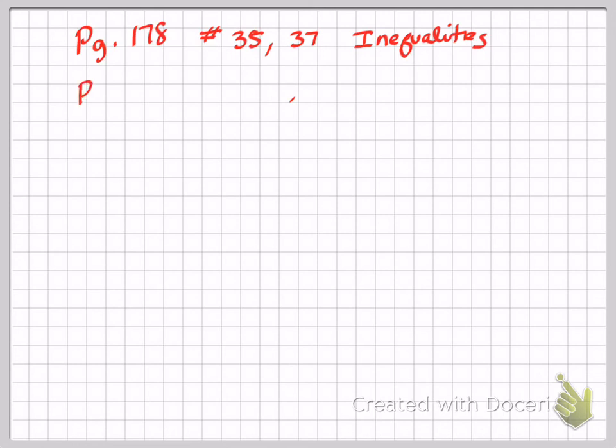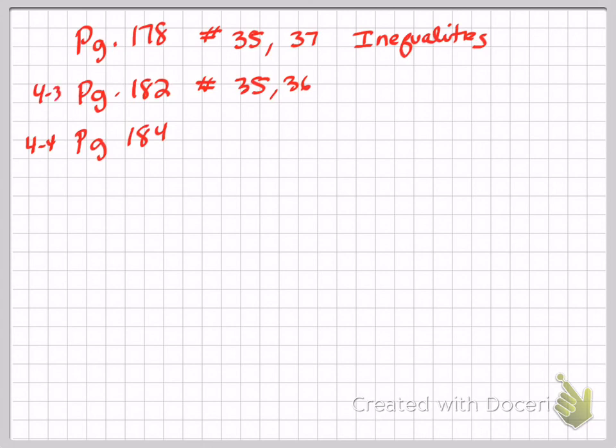Um, 182. What is that on? Dividing and multiplication property of inequality. This is remembering to flip the inequality sign when you divide or multiply by a negative. So like 35 and 36. Page 184, what is that? Using the properties. What section is it? 4-4. This is 4-3. And what was 178? 4-3. 4-2.